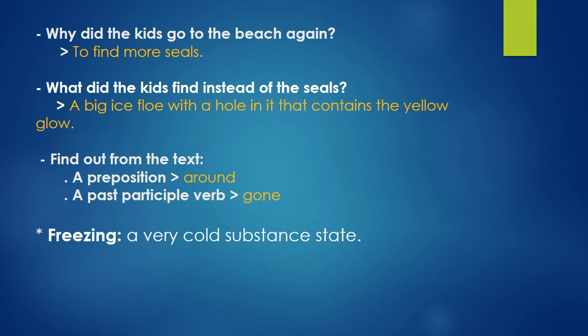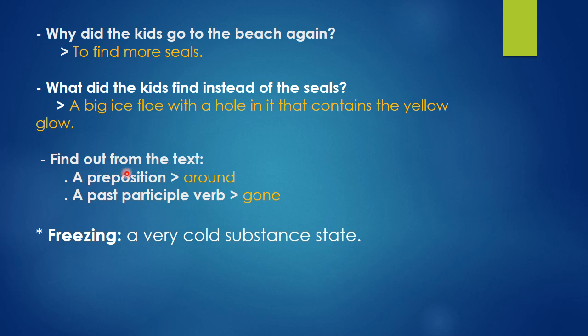Okay, so why did the kids go to the beach again? To find more seals. Okay, as we said before, they got out from the police department and they went to look for seals again. Okay, so what did the kids find instead of the seals? They found a big ice floe with a hole in it that contains the yellow glow. Okay, so they couldn't find any seals, but they found an ice floe that has a hole in it, and inside that hole there is the yellow glow, which is actually the time traveling gate.